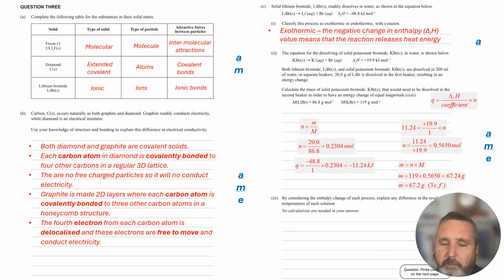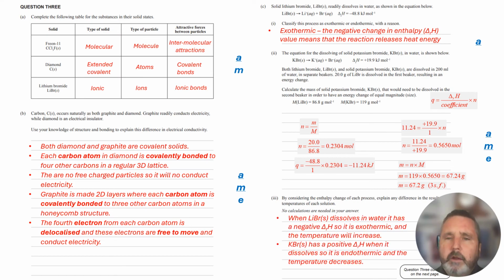By considering the enthalpy change of each process, explain the different results in temperature. So going back to these two processes, there's a lot of information here, but you just want to highlight this is the first process. This is exothermic. This is the second one, it's endothermic. So if it's exothermic, we said here it releases heat, so the temperature is going to increase. So when lithium bromide dissolves in water, it has a negative delta RH, and it is exothermic, it releases heat, so the temperature will increase.